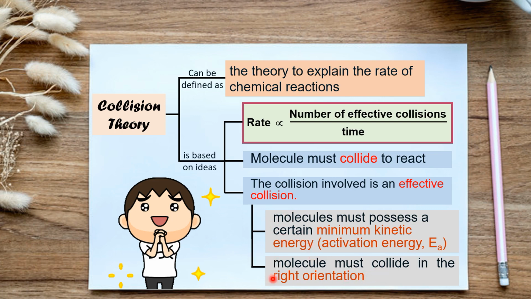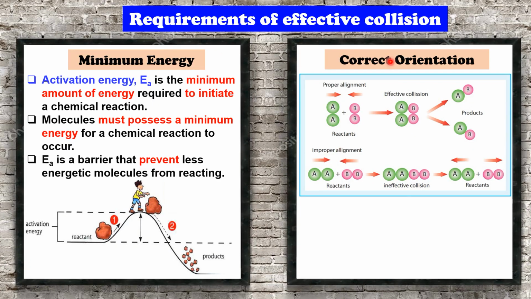So ni dua syarat dia lah. Dua syarat supaya collision to become effective collision. So untuk menjadi pelanggaran berkesan. These are the two requirements of effective collision.